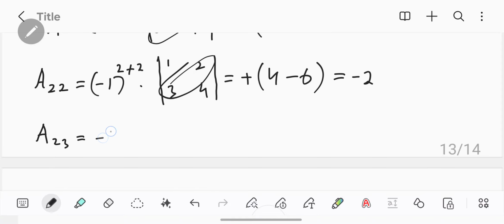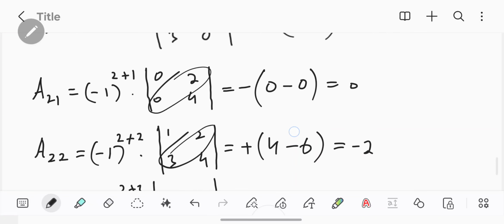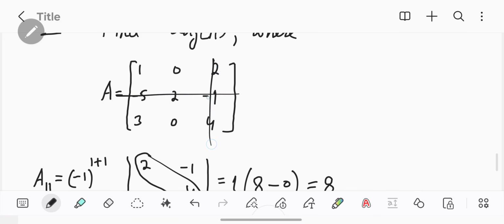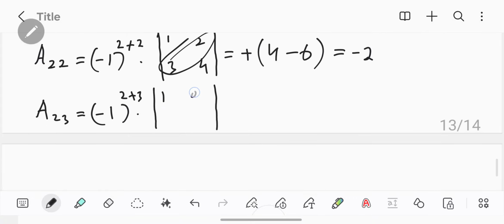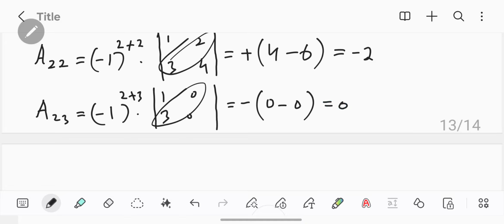Then A23 is just negative 1 to the power 2 plus 3 times the determinant of the submatrix obtained by deleting second row and the third column of the matrix. So if I delete the second row and the third column of the matrix, I will get 1, 0 and 3, 0. If I simplify this value, minus 1 to the power 5 is odd number, so I will write minus, times the determinant of this matrix, which is just the product of these two, which is 0, minus the product of these two, which is again 0. If I simplify this, I will get 0.